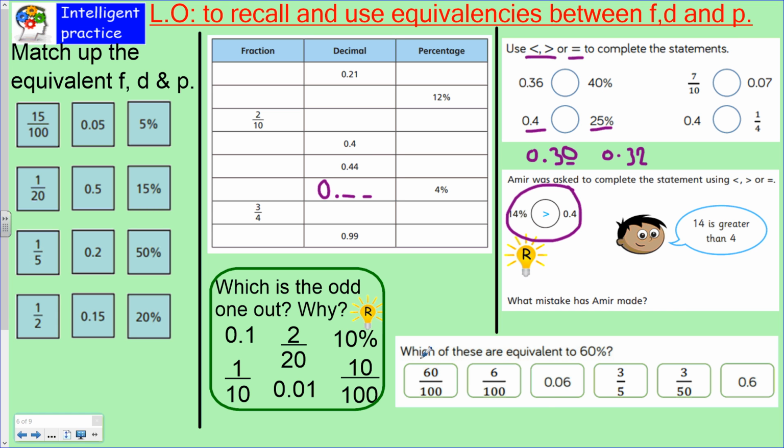And then your last bit is, which of these are equivalent to 60%? So which of these fractions and decimals are exactly the same as 60%? So I would have a go at changing them all into percentages so that you are able to see which ones are the same as 60%. With these ones, remember you're going to have to change the denominator so that they become 10 or 100 to make that easier.